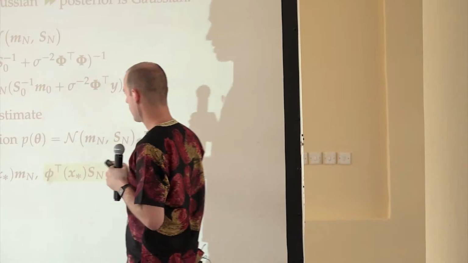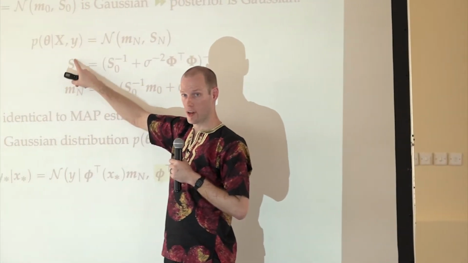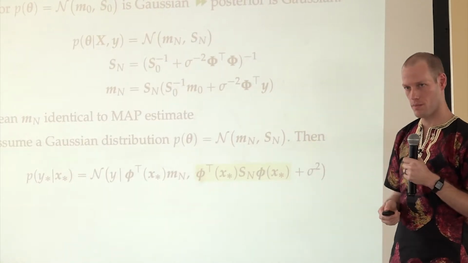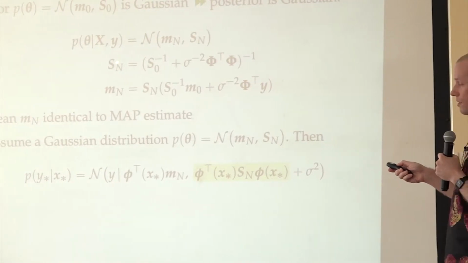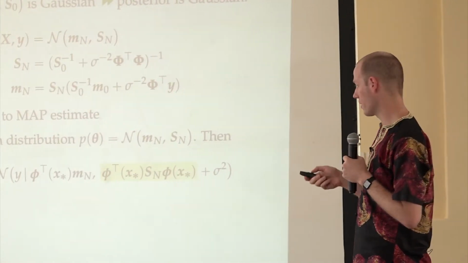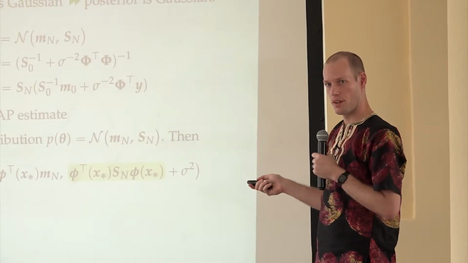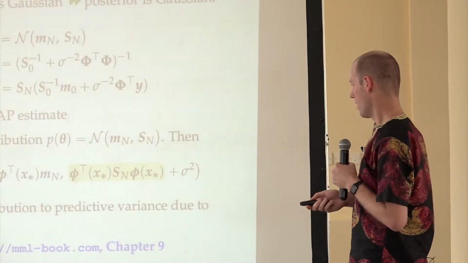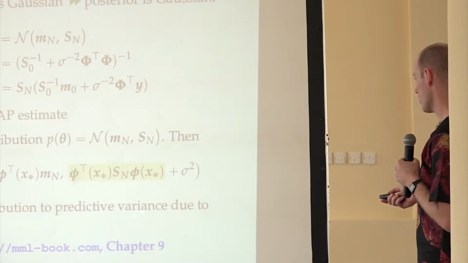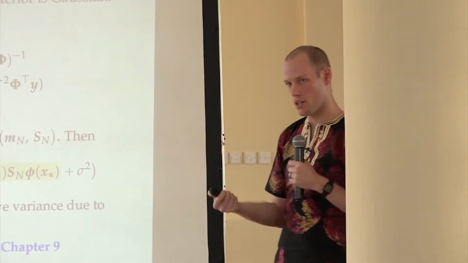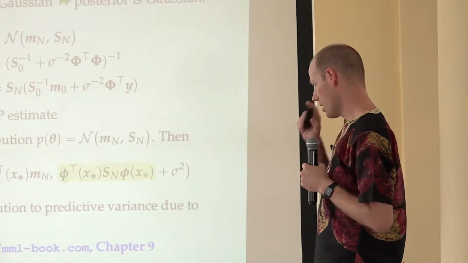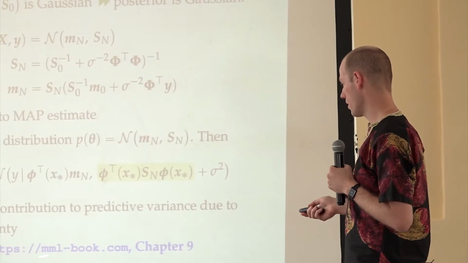If your posterior is very peaked, so the variance goes to 0, this term goes away and we are identical to the MAP estimate. But if you have a lot of uncertainty, so S_N is big, since this is a quadratic form, which is non-negative, this entire term becomes very big. This yellow term is the contribution to the predictive variance solely due to the parameter uncertainty. Again, if you want more details on Bayesian linear regression, please have a look at chapter 9 in the book.